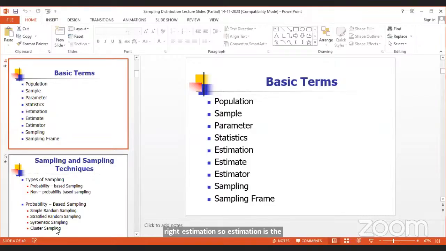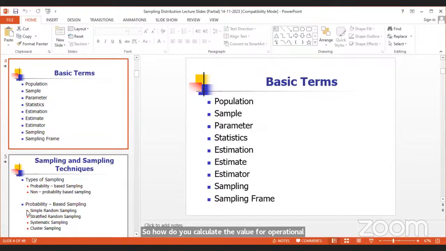The procedure for calculating the value of the parameter. That's estimation. Estimation is the procedure for calculating the value of the population parameter. So how do you calculate the value for a population parameter?